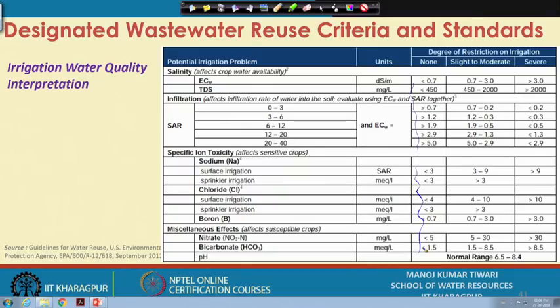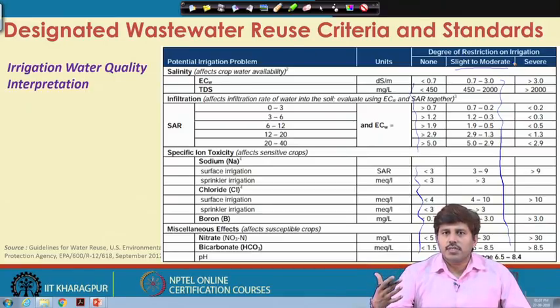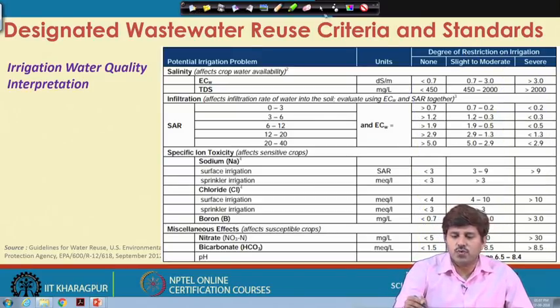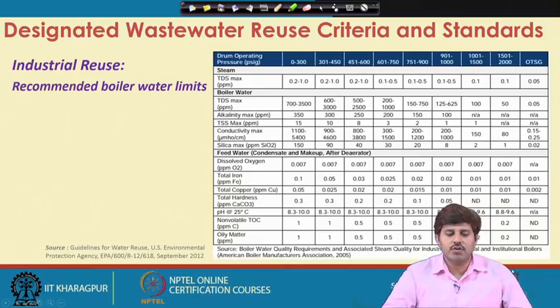If it falls in this range, there might be slight to moderate restrictions on using that water. The restriction could be, for example, to use it only for non-contact food crops. But if it is greater than these ranges, there could be severe restrictions, that this water should be used only at non-contact places or should not be used for food crops. Those kinds of severe restrictions can come into the picture with the quality of the treated wastewater available for irrigation or reuse.